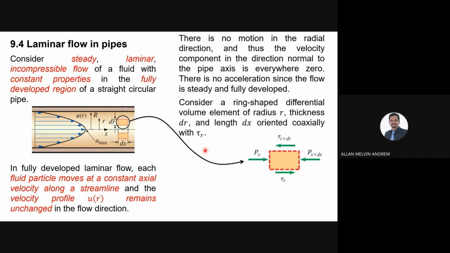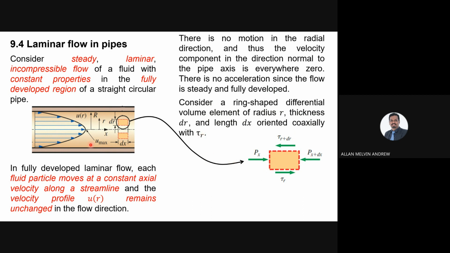Okay, so let's say we just take one small portion here to investigate. Consider a ring shape differential volume element at radius r. Okay, so the radius is r, the thickness is dr, and the length is dx, oriented coaxially by the shear stress tau.